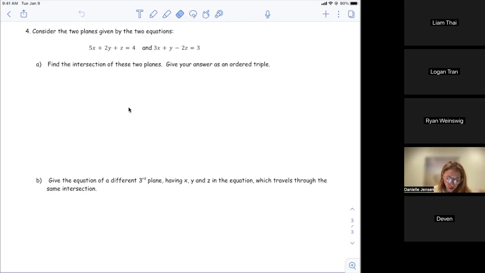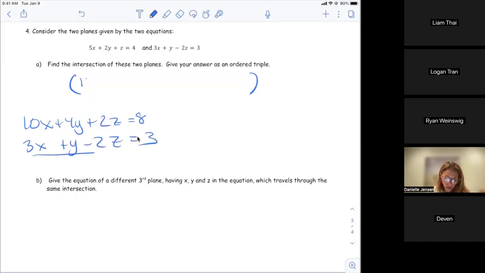give me your ordered triple, and I'm going to write it down and then I'll help you with part B. Okay, so I had 10x plus 4y plus 2z. Oh, is this how you're getting your triple? Yeah. Okay, so let's go. How are you getting what you're telling me? Did you multiply one of the equations by a number? I multiplied 5x plus 2y plus z by 2, and then I added it to 3x plus y minus 2z to isolate the x and the y. Okay, so it should be 10x plus 4y plus 2z equals 8, and you added that to 3x plus y minus 2z equals 3.